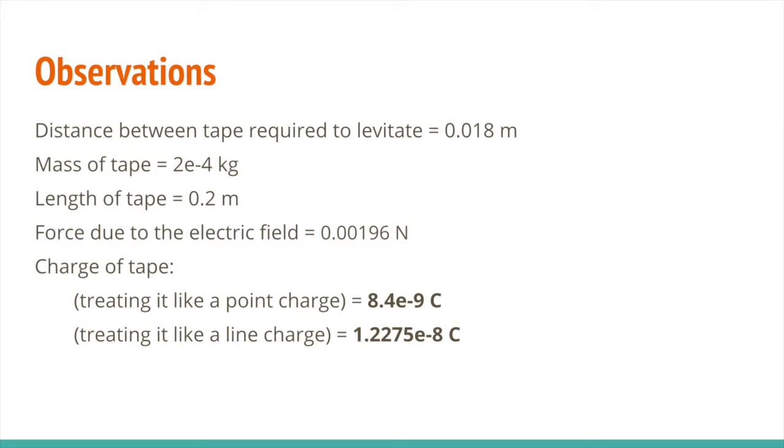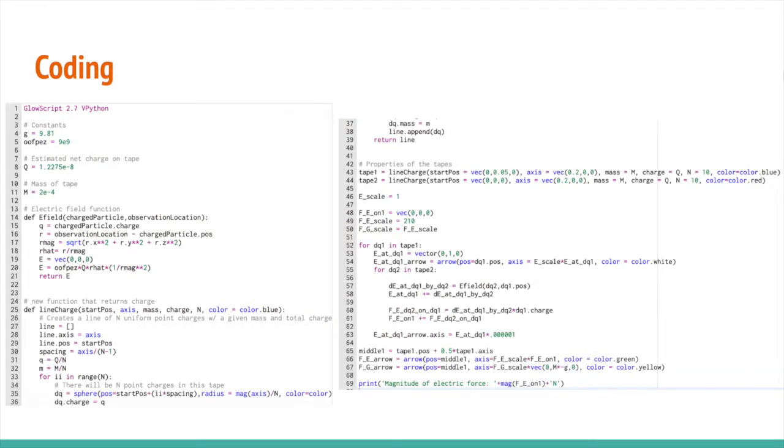The distance between the tapes required to levitate was 0.018 meters. The mass of the tape was 2 times 10 to the negative 4th kilogram. The length of the tape was 0.2 meters. The force due to the electric field was 0.00196 newtons. The charge of the tape when treating it like a point charge was 8.4 times 10 to the negative 9th coulombs. And the charge of the tape when treating it like a line charge was 1.2275 times 10 to the negative 8th coulombs. Using the base code, I was able to create a computational model of this interaction.